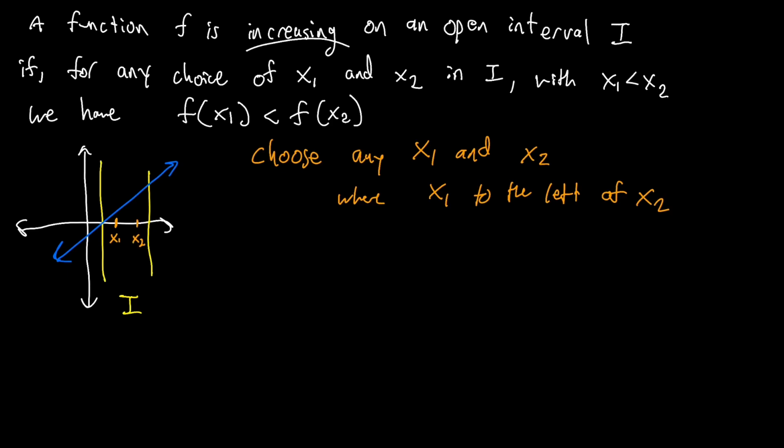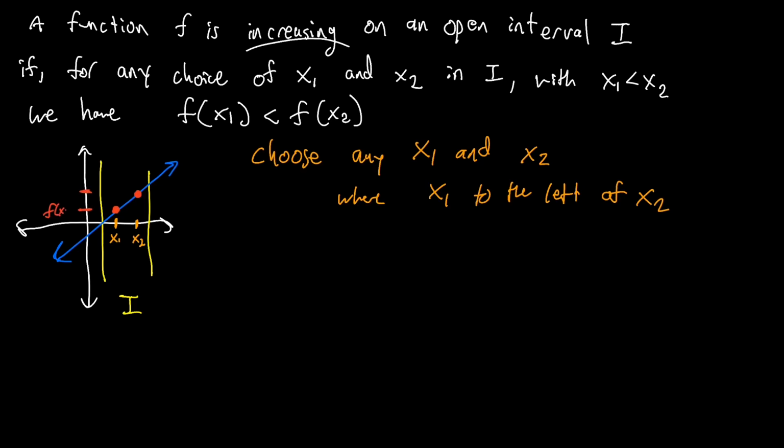And then whichever one comes to the left is going to be what we call x1. So here are two x values, x1 and x2, both contained within our interval I. x1 is less than x2, we can see that. And finally, our definition is saying that it's increasing if the output values are arranged so that the output of x1 is less than the output of x2. So as you can see here, we have our output for x1 on our line, and here we have our output for x2 on our line.